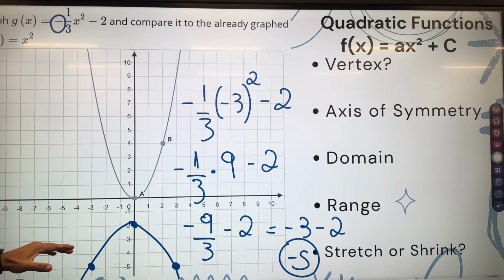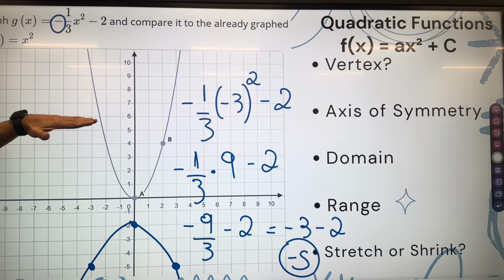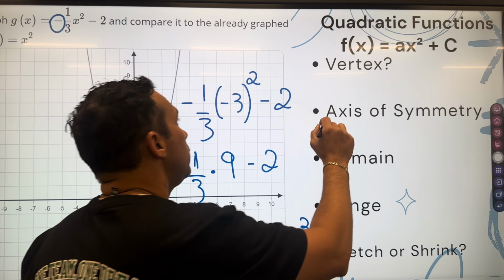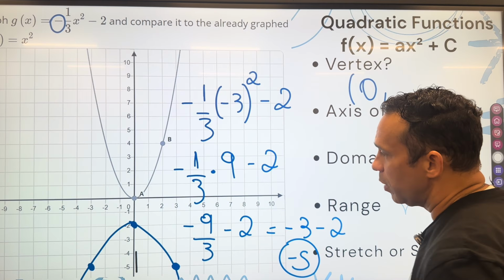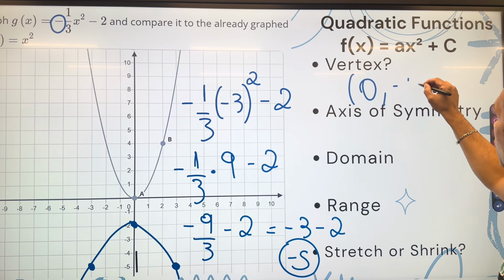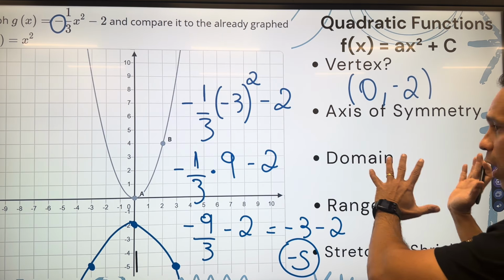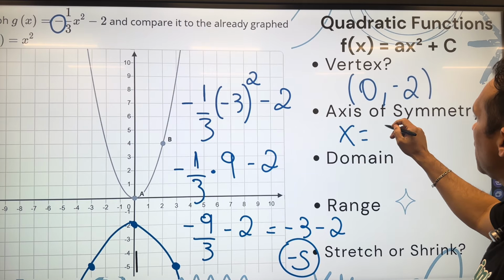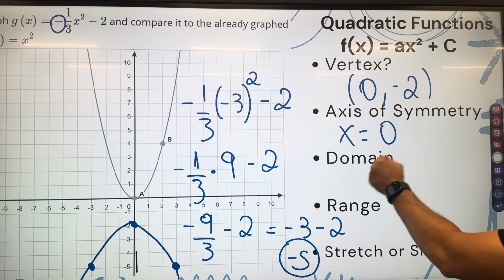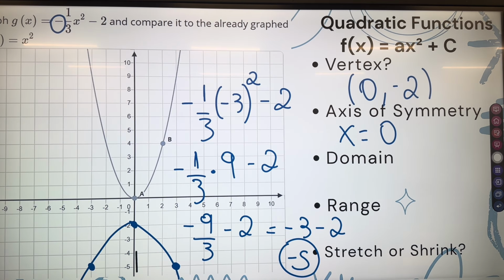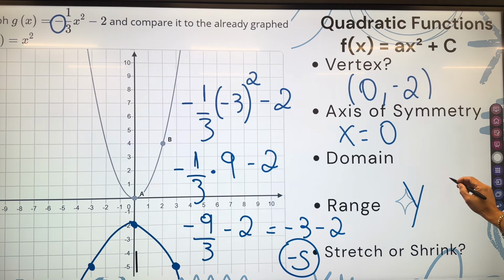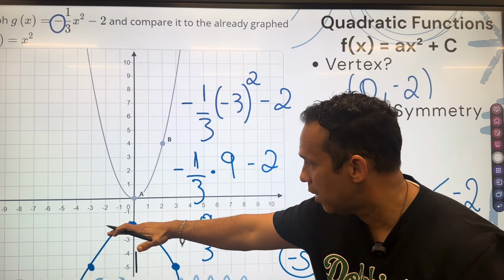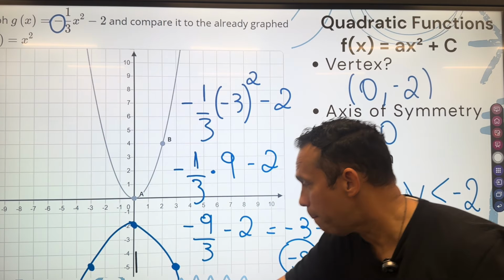What happened here was a vertical translation 2 units down. The vertex x is still 0, the same, but the y now is negative 2. Since we didn't go right or left, x is still 0. Domain, all real numbers. What about the range? The graph is going down, so it has to be any number less than or equal to negative 2. The graph is from negative 2 and down.